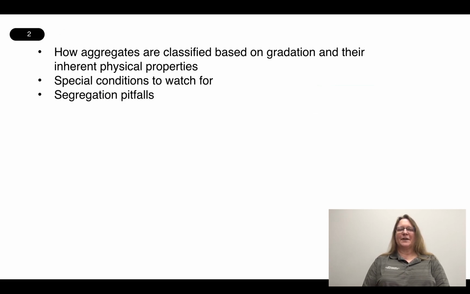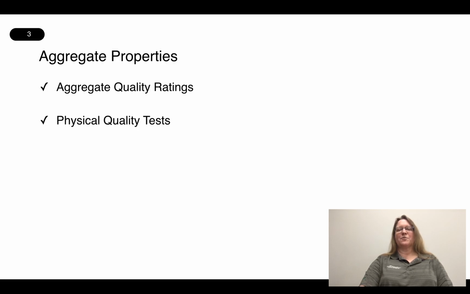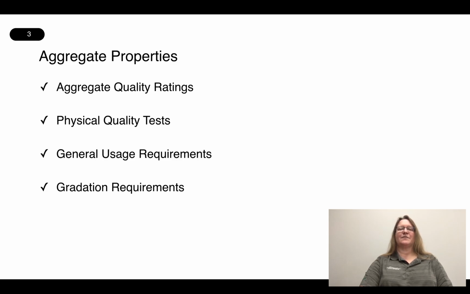And we're going to look at how aggregates are classified based on their gradation and their physical properties. And then we're also going to talk about some special conditions to watch for and some of the things that you can do to prevent segregation. So first, aggregate properties. We're going to look at aggregate quality ratings, physical quality tests, general usage requirements, and gradation requirements.